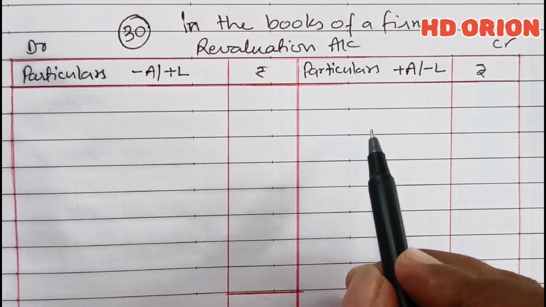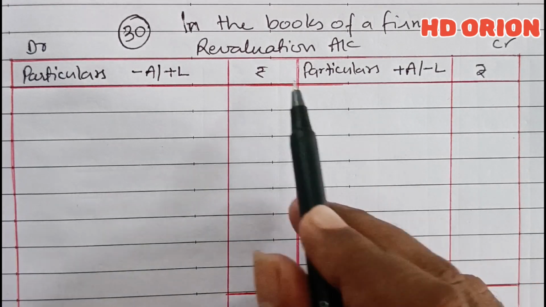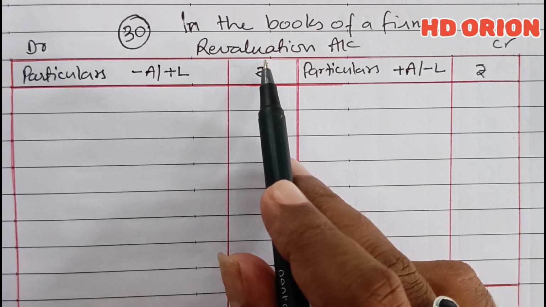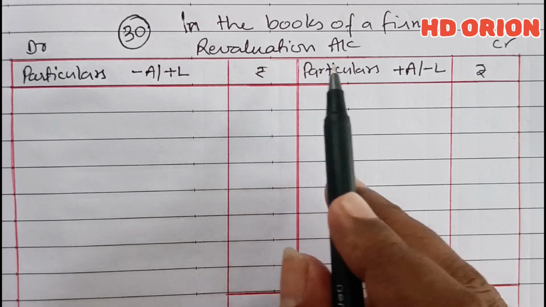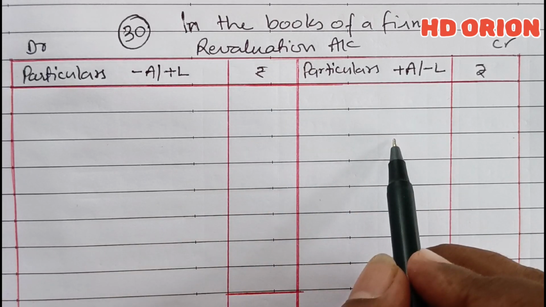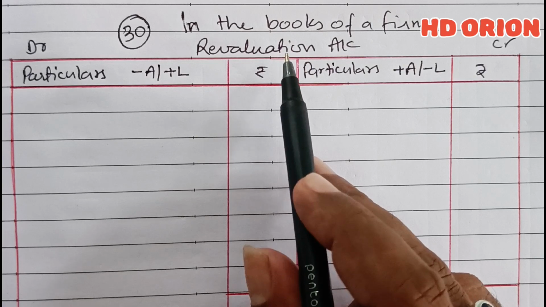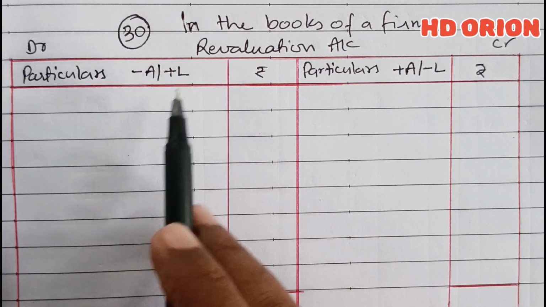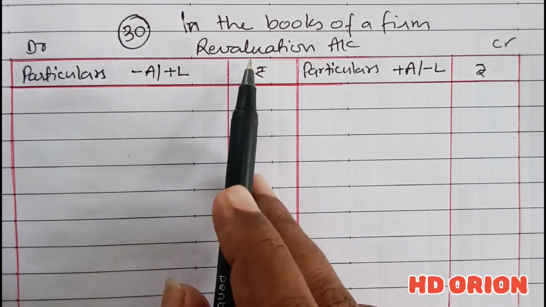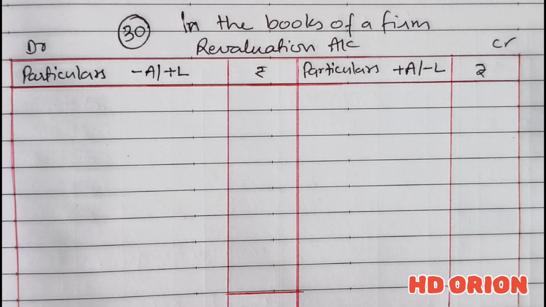Fine. So the journal entry will be respective asset account debited to revaluation account, or respective liability account debited to revaluation account, and reverse this side, revaluation account debited to asset or revaluation account debited to liabilities. It is very easy.